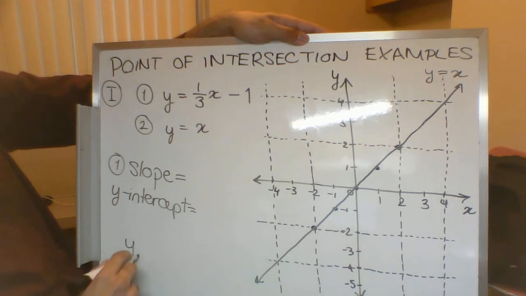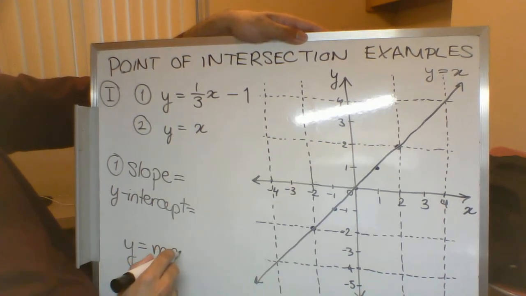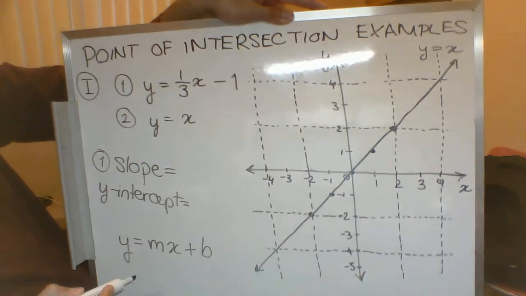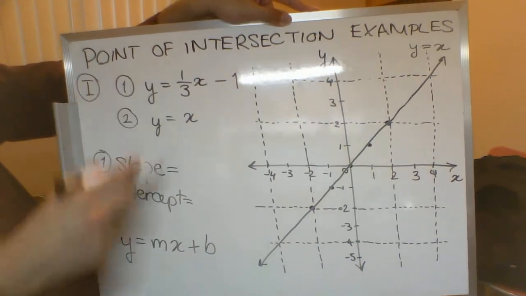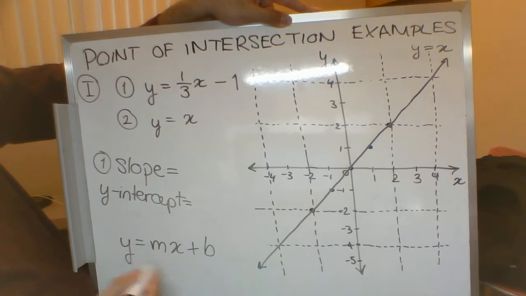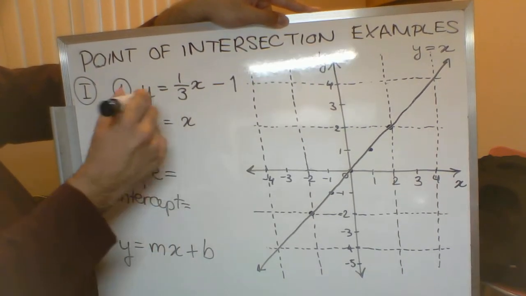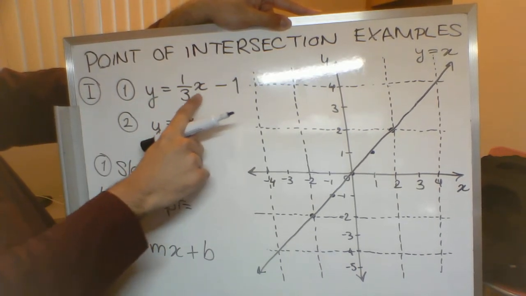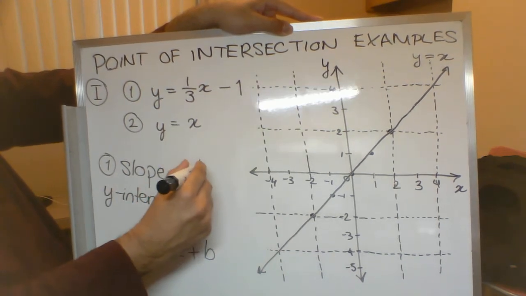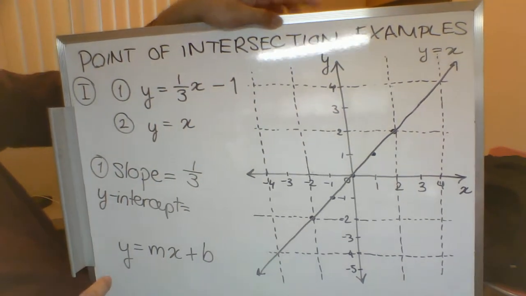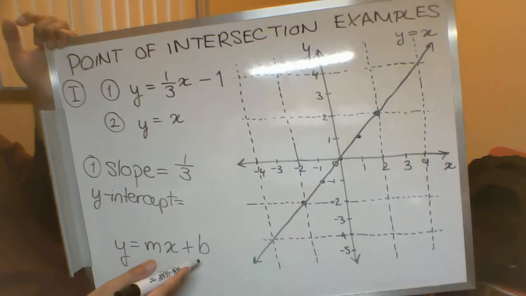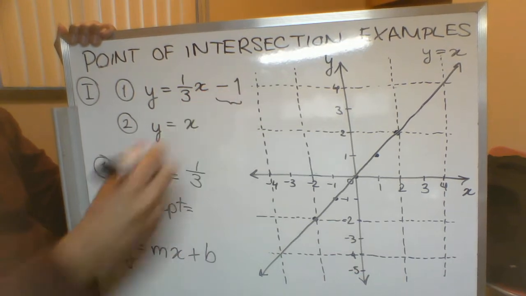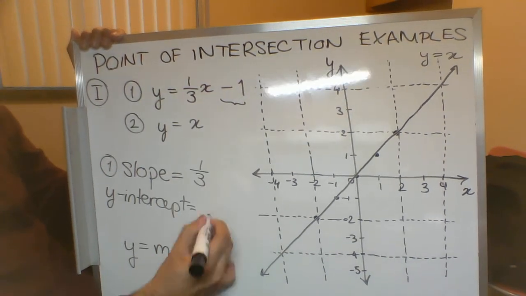So let's remind ourselves that the equation of a line is y equals mx plus b, where the slope is m and the y-intercept is b. So if we compare this general form for the equation of a line with equation 1, we'll see that our slope is this 1/3 because it's the thing that's attached to the x. So this is telling us that our slope is 1/3. And our y-intercept is going to be this plus b on the end. So whatever is after the x is your y-intercept. So that means this minus 1 is our y-intercept.